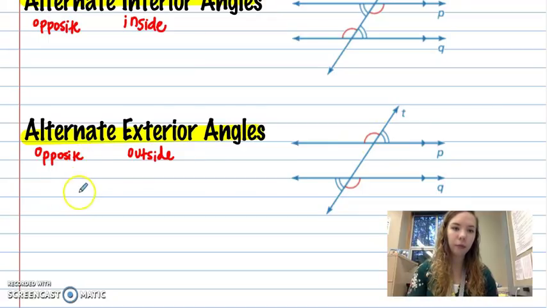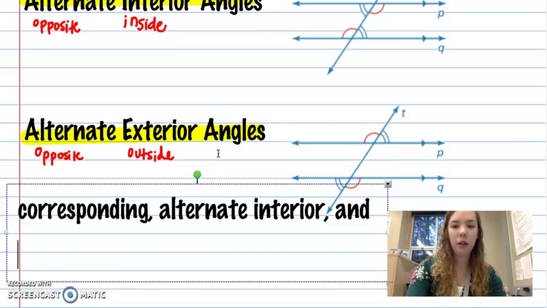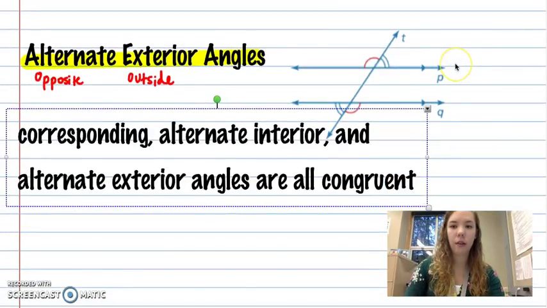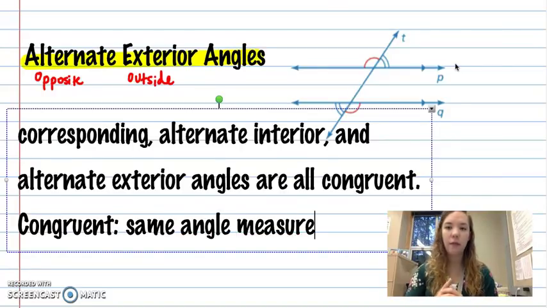Now all these angle pairs, and let's go ahead and type this out. Corresponding, alternate interior and alternate exterior angles are all congruent. Okay? And then congruent means that they have the same angle measure. So if this red arc was 30 degrees, and it's not, but let's just say it is, then this red arc would also have to be 30 degrees. Okay? Again, pause. I know there's a lot of writing for this unit, but you need to know these definitions. So pause, sketch a picture, write your definition.